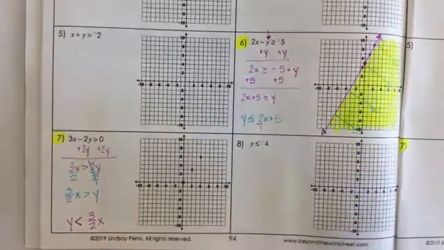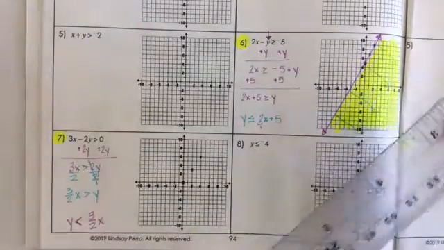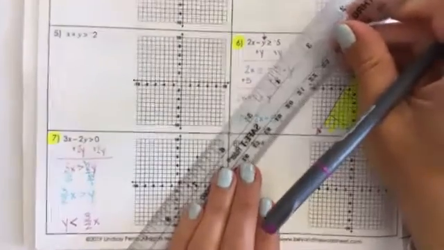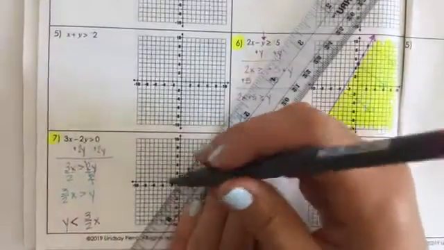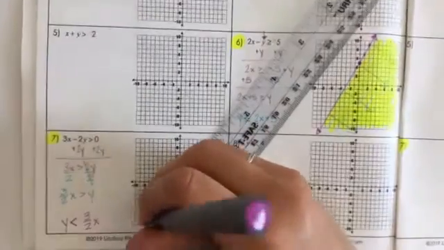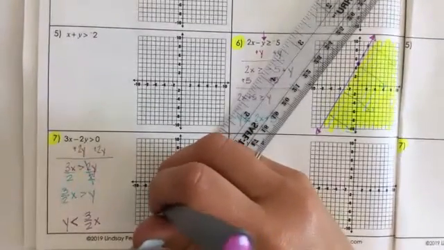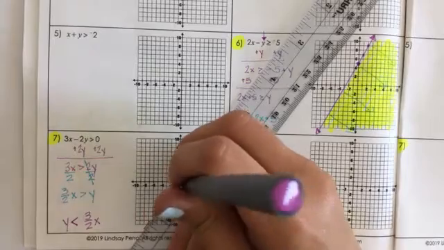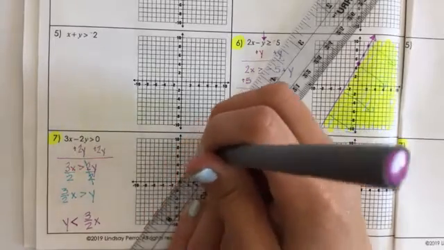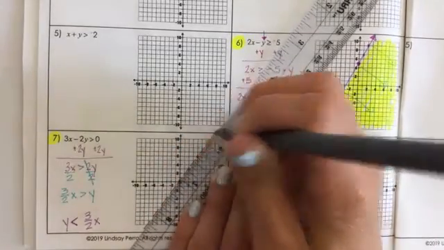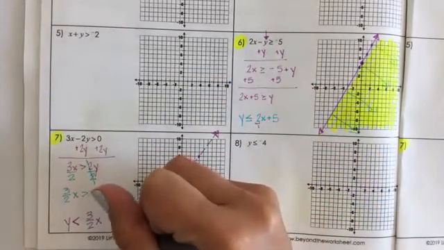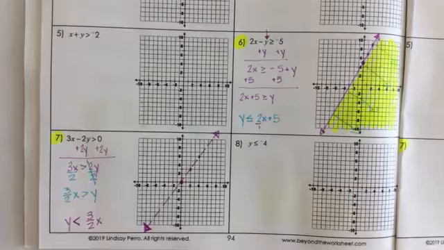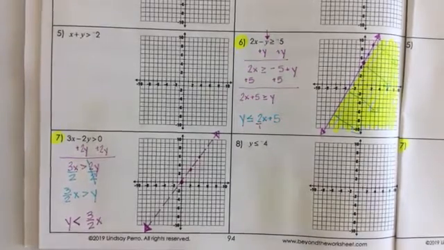And then is this going to be a solid or dotted line? It's not solid. It's going to be a dotted line.